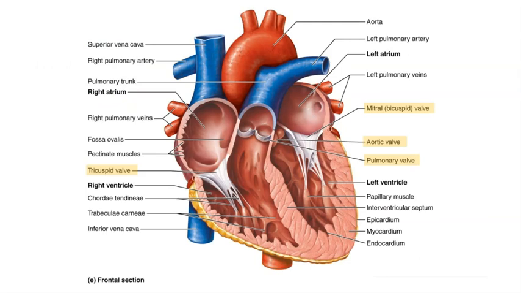So as mentioned previously, the atrioventricular valves, which are also called the cuspid valves, are situated between the atria and the ventricles. The tricuspid valve is located between the right atrium and the right ventricle. The bicuspid valve is located between the left atrium and the left ventricle. The semilunar valves are found between the ventricles and the great arteries, like the pulmonary trunk and the aorta. Here, the semilunar valves are identified as either the aortic valve or the pulmonary valve. The aortic valve is situated between the left ventricle and the aorta. The pulmonary valve is situated between the right ventricle and the pulmonary trunk.